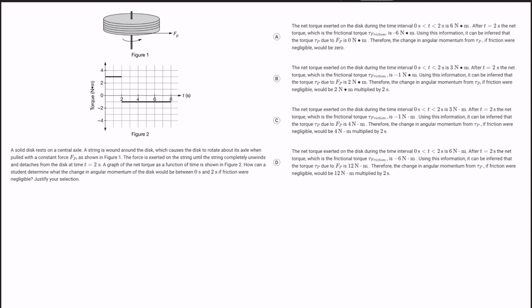It would be between 0 and 2 seconds. If friction were negligible, justify your answer. Okay, that's a typo. Friction is not negligible here.